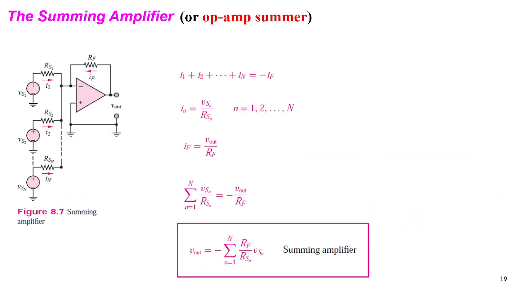Now we come to the summing amplifier, or op-amp summer. If we connect the circuit like this, we have VS1, VS2, and VSN, so many sources, and RS1, RS2, like this, and this is RF. Again, this is negative feedback to the negative input, and this is Vout. This is V reference, the positive pin here. We call it an op-amp summer.